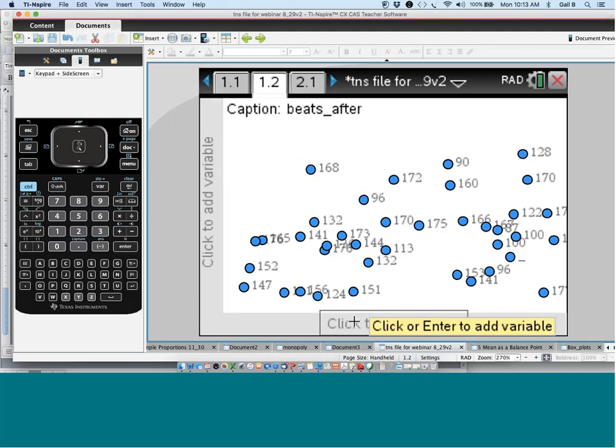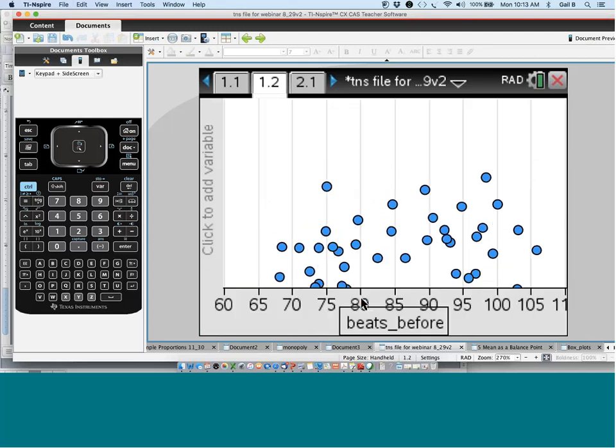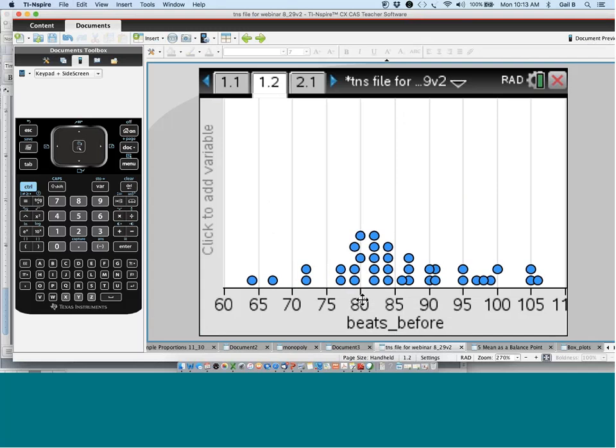And I'm going to look just at the beats before. And so here we have a dot plot that shows us what the distribution looks like for the beats for these students before exercise for their heart rates. And one of the first things that we ask kids to do is to talk about what's the shape, what does that look like? And the shape here is kind of mound-shaped and a little bit symmetric. And that's kind of an important thing that we want kids to think about. Mound-shaped and symmetric, and we need both of those. And this is how they start in middle school when they talk about data distributions.